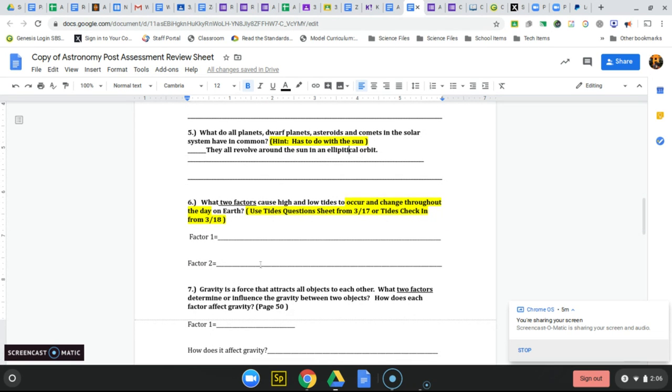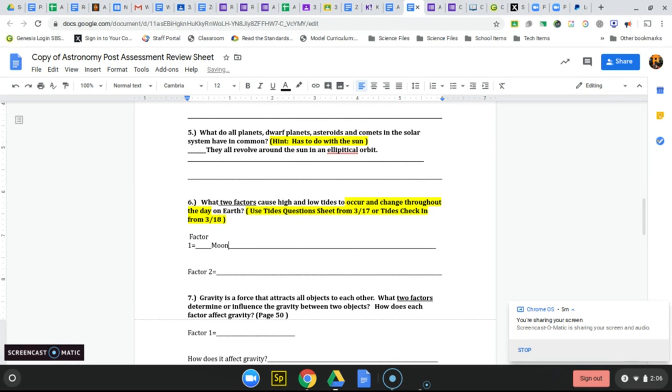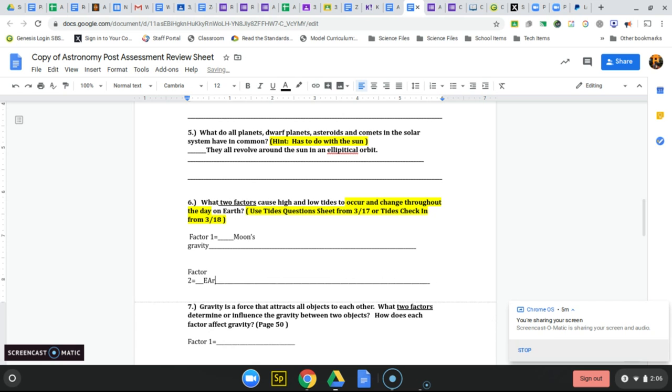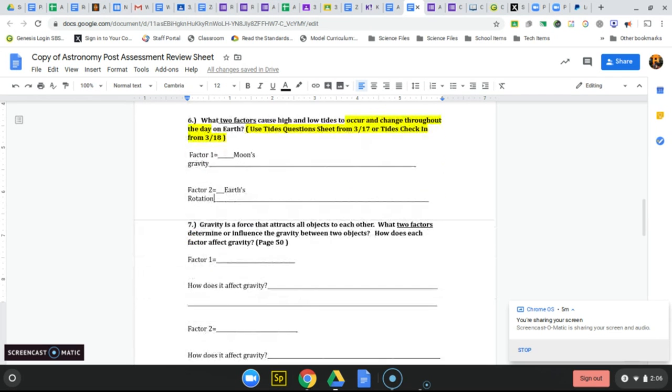What two factors cause high and low tides? Well, you definitely got the moon's gravity, which we learned about last week. And then for those tides to change, you also have to include Earth's rotation. Okay, so they both play a factor in the tides.